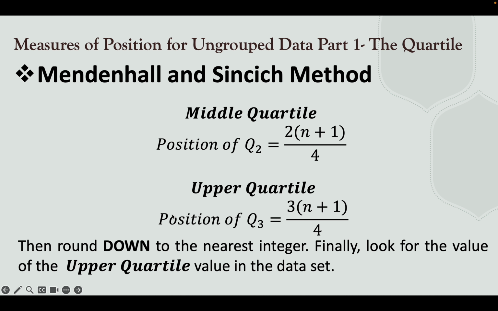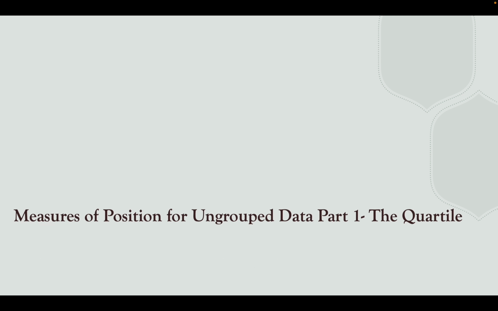Again, let's have a recall. In the lower quartile, always round up to the nearest integer. While in the upper quartile, always round down to the nearest integer.